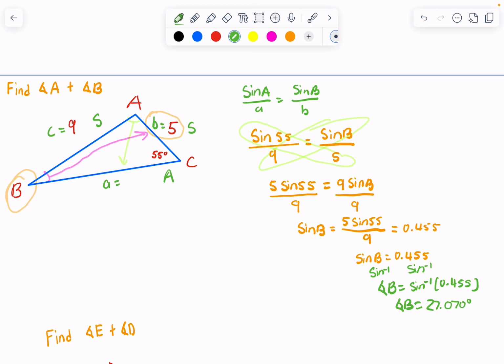And I don't know if your teacher has taught you this, but when you have a side-side-angle triangle, there's a possibility that there are either 0, 1, or 2 triangles. And how you're going to find that is you're going to see if your angles add up to 180 or more than 180. If your angles add up to more than 180, then that means you don't have a triangle. So how are we going to do that?